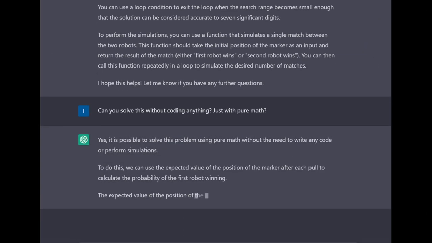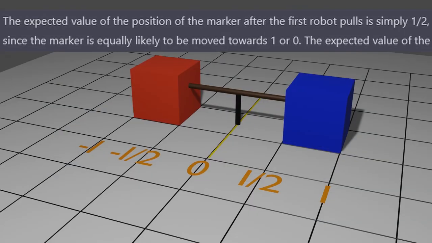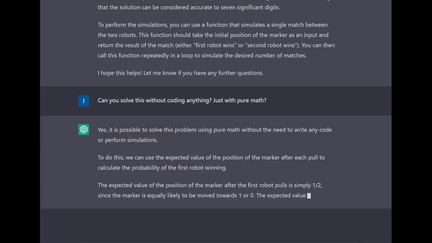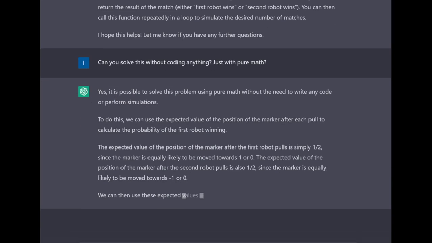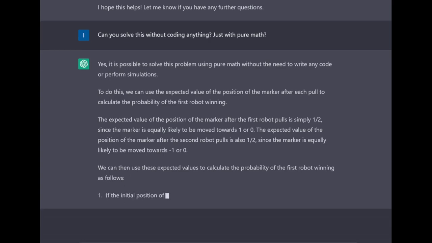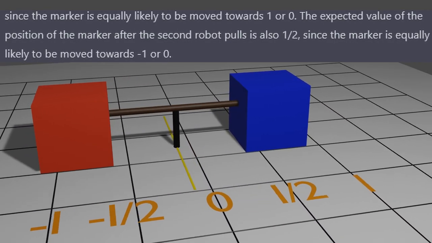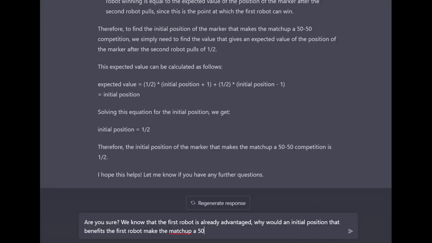So the expected position of the marker after the first robot pulls is indeed 1/2. This checks out. The average of 0 and 1 is half. The expected value of the position of the marker after the second robot pulls is also 1/2. This makes absolutely no sense, as robot 2 will be pulling greater than 0 in the other direction. Safe to say, whatever solution it comes up with at this point will be completely wrong.